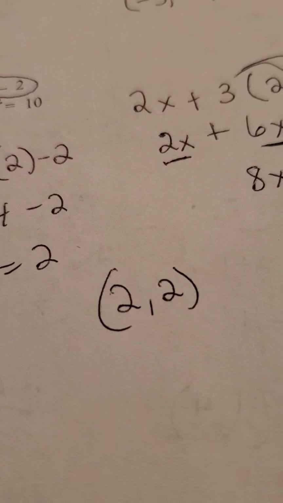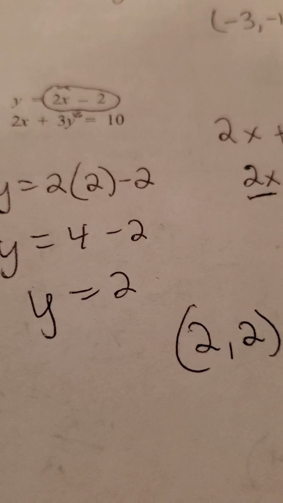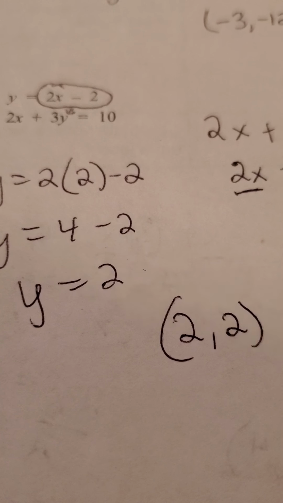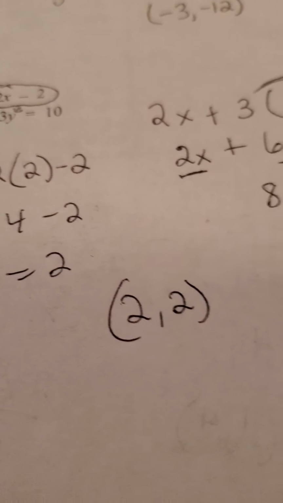Okay, this is solving a system by substitution, which means we're going to substitute one of the expressions in, get it to be able to solve for one variable, and then go back with that value that we have and find the other variable that we didn't solve for.